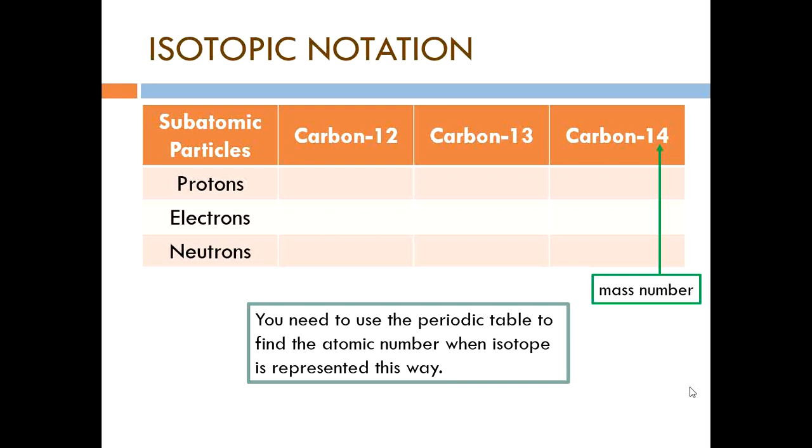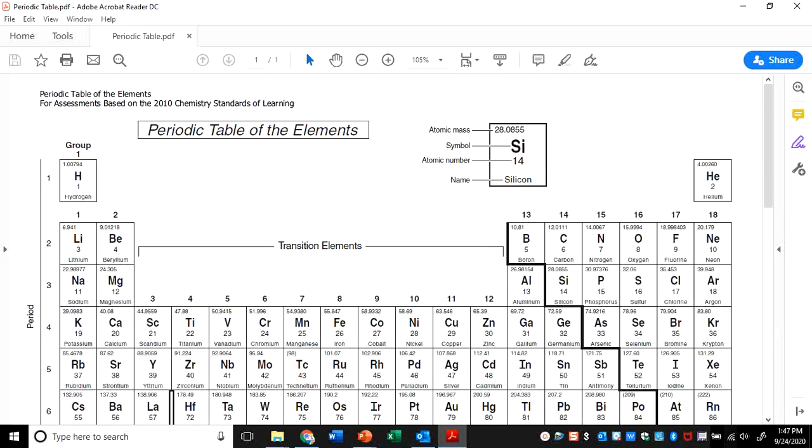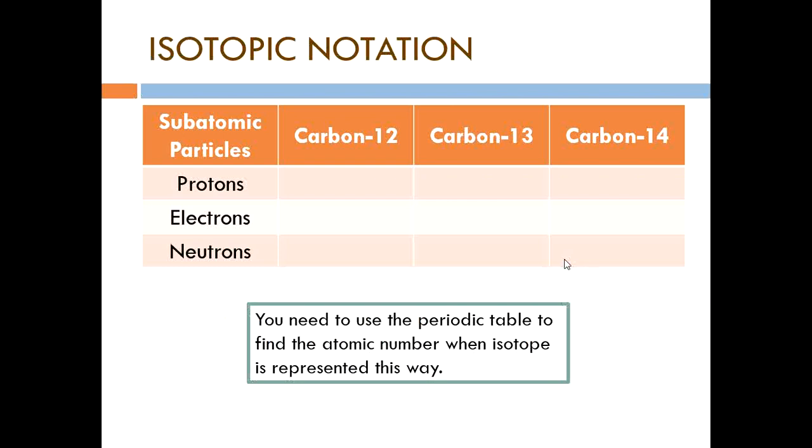So take out your periodic table and let's go through this example together. Keep in mind that when an isotope is written this way, we have the name and the mass number. What we don't have is the atomic number or the symbol. So let's find carbon on our periodic table. Carbon is number 6. So we need the atomic number to tell us what? To tell us the number of protons. So all of these isotopes will have the same atomic number, meaning the same number of protons.